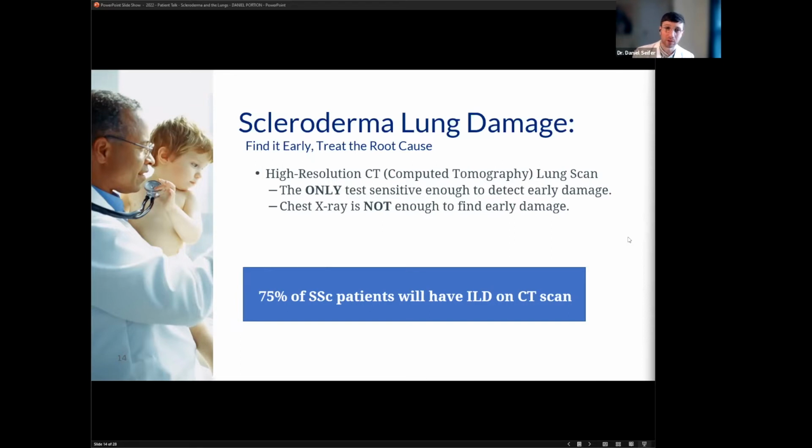What you need is a high resolution CT scan. Now, is a high resolution computed tomography scan perfect? No, but it is by far the best we have. It's the only test that's sensitive enough to detect this early damage.